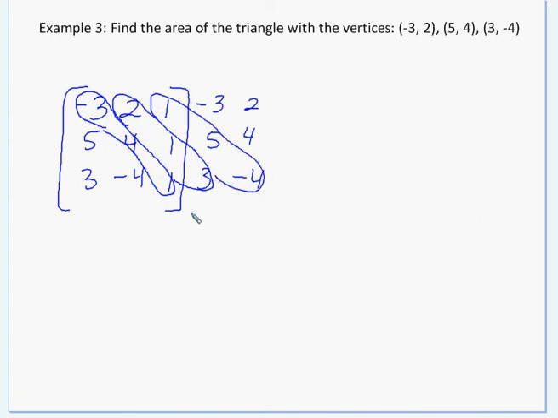So negative 3, 4, and 1 gives us a negative 12. 2, 1, and 3 gives us a 6. Positive 1, 5, and negative 4 gives us a negative 20. Then we're going to take our other diagonals.